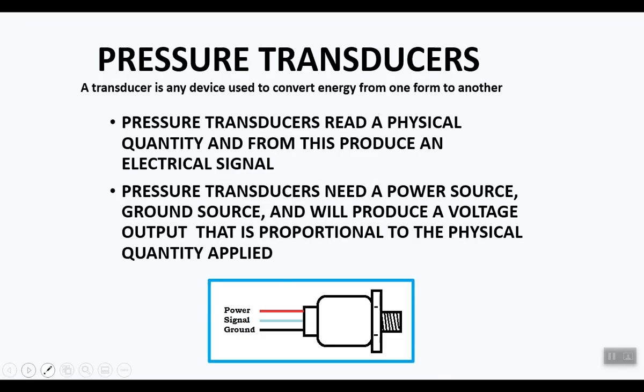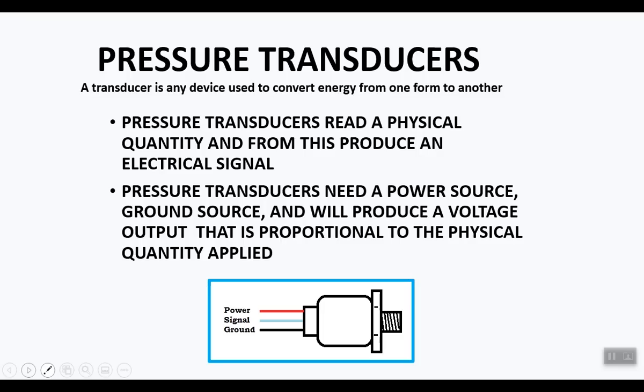A pressure transducer is any device used to convert energy from one form to another. Pressure transducers read a physical quantity and from this produce an electrical signal. Pressure transducers will need a power source, a ground source, and will produce a voltage output or a signal that's proportional to the physical applied quantity.